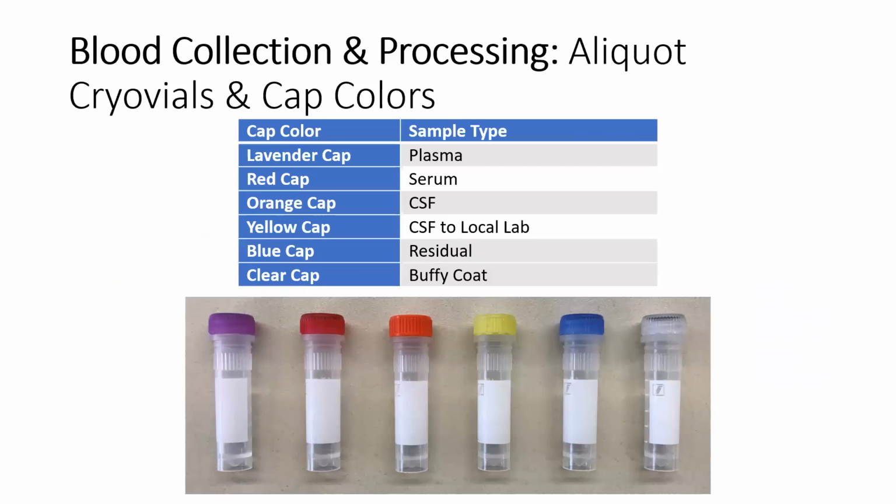So these are a schematic of what your aliquots will look like after processing. You'll see that we have a lavender top tube that goes with the plasma that matches the parent tube blood cap. That one's also lavender. So the aliquots will be lavender. Next will be serum. The serum gets a red cap that also matches the parent tube. CSF gets an orange cap. And any CSF that goes to any local labs will get a yellow cap. Any residual, whether it's plasma, serum, or CSF, will have a blue cap, and the buffy coat collection will go in the cryovial with the clear cap.